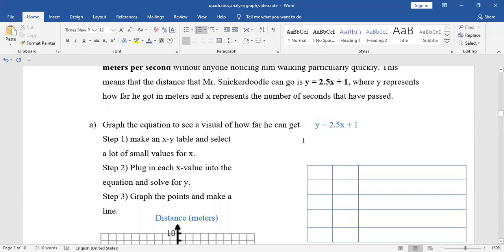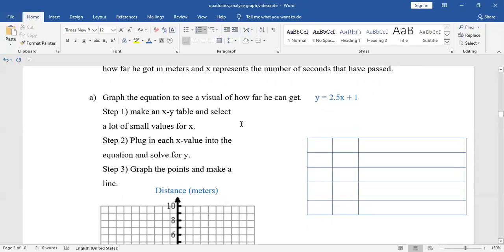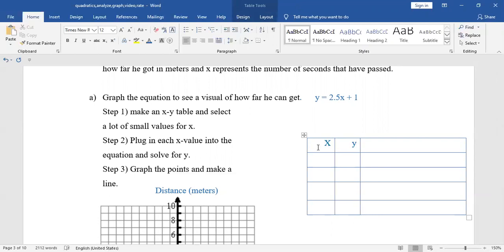Step 1, to graph an equation. Make an XY table and select a lot of small values for X. So this is one way to graph it, a line. You can just pick X and Y values. Let's see if I can get that to not capitalize. All right. I'm also going to show work on how to get Y in this column right here.